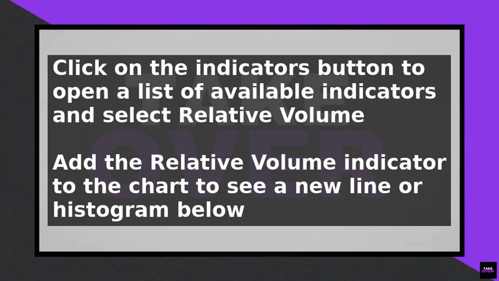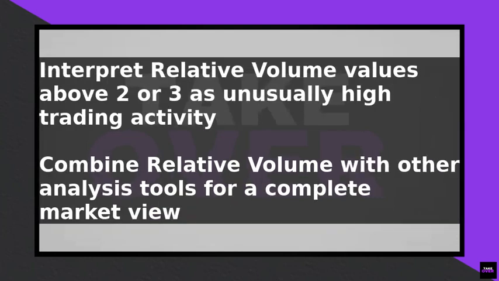potential trend continuation. When using relative volume, it is essential to combine it with other technical and fundamental analysis tools to get a complete view of the market. This includes looking at other technical indicators, such as moving averages and RSI, as well as fundamental analysis, such as earnings reports and economic news.